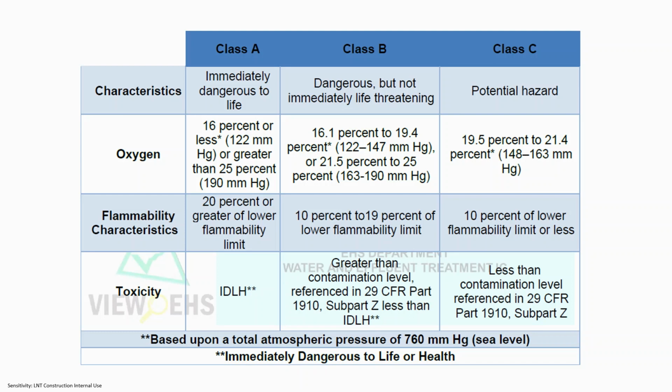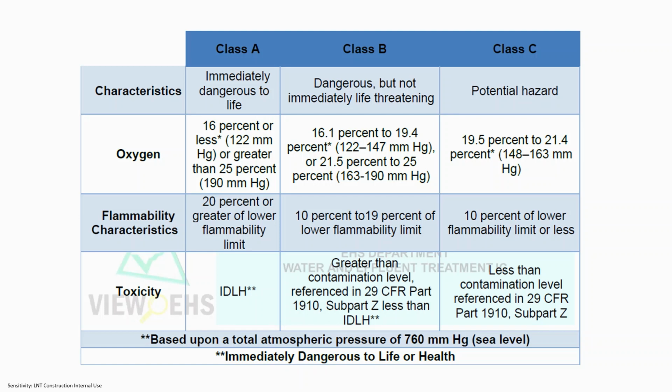Next is flammability characteristics. 10 percent to 19 percent of LEL level can be present inside the class B confined space area. And talking about toxicity, it is not up to IDLH, but it can have high concentration, and there may be a chance of high toxicity or IDLH characteristics. So it can be high in proportion or low in proportion. So that is class B. And the next is class C.